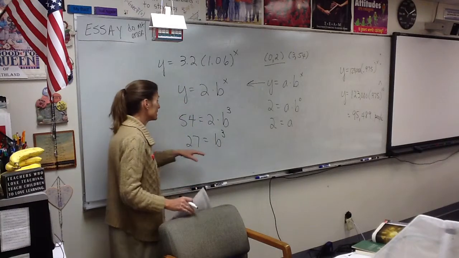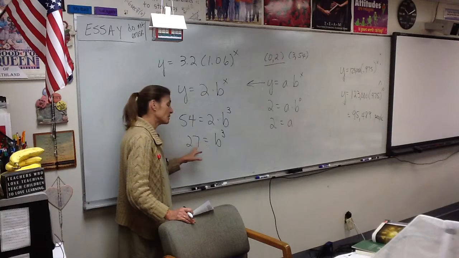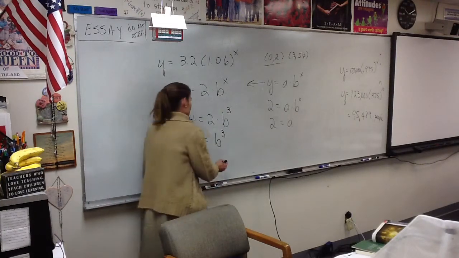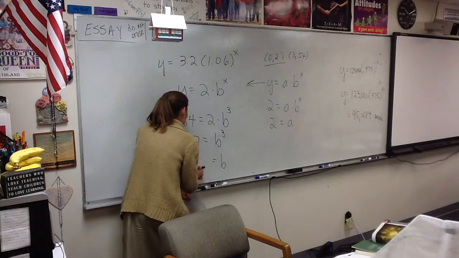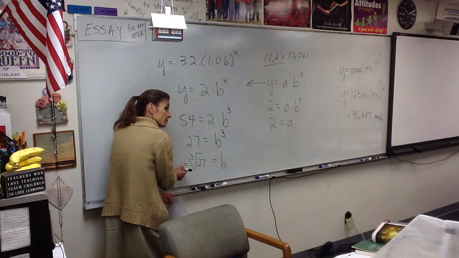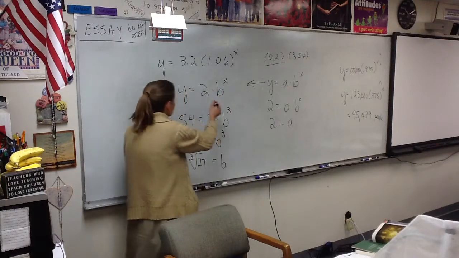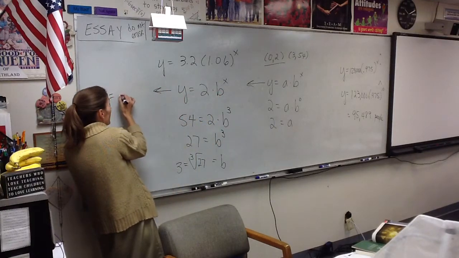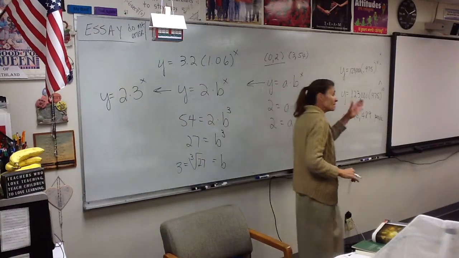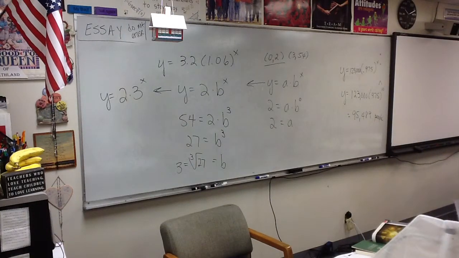Now, Maya, it says b cubed equals 27. I need to figure out what b is. Cube root. I'm going to cube root both sides. The cube root of 27 is? 3. So b is 3. So then I can write my equation, y equals 2 times 3 to the x. Now, all of you that were laughing and messing around, did you get this? Yeah. Y equals 2 times 3 to the x.